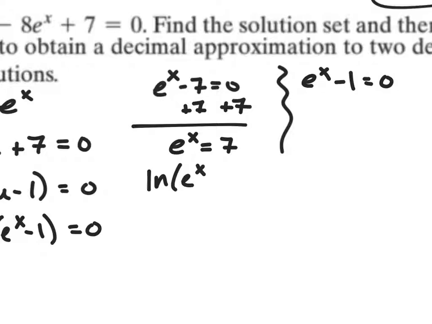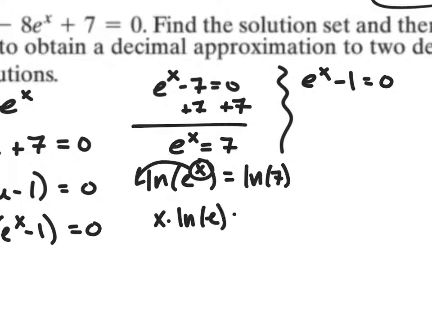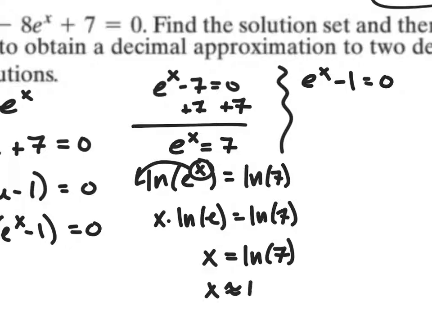log to both sides. Bring my x out front. So I've got x times the natural log of e is equal to the natural log of 7. The natural log of e just becomes 1, so we get x is equal to the natural log of 7. That's my exact answer. To evaluate that, we would get that x is approximately 1.95. That's one of our answers.